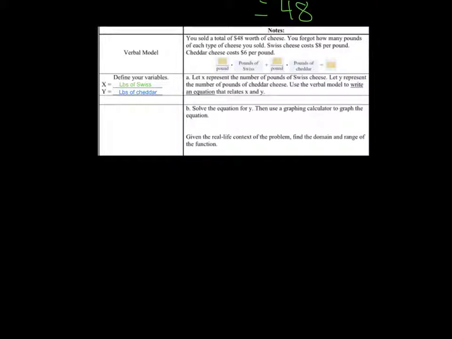What I also know is that for the pounds of Swiss, each pound was $8. So it's $8 for each X that I sold. I also know that it's $6 per pound of cheddar, and it says all this in this last sentence right here. If I add my cost of cheddar to my cost of Swiss, it should give me my total cost altogether. That allows me to write my equation, which would be 8x plus 6y is equal to 48.